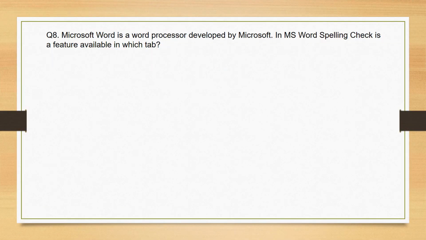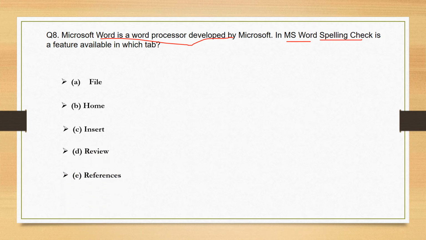So in this question, we have Microsoft Word, a word processor developed by Microsoft. In MS Word, spelling check is a feature available in which of the tabs? So this we know, Microsoft Word is a word processor developed by Microsoft. That's why it is known as MS Word. But the question is, what is the feature to check the spelling? Okay. So what are the options we have? We have file, home, insert, review, references.